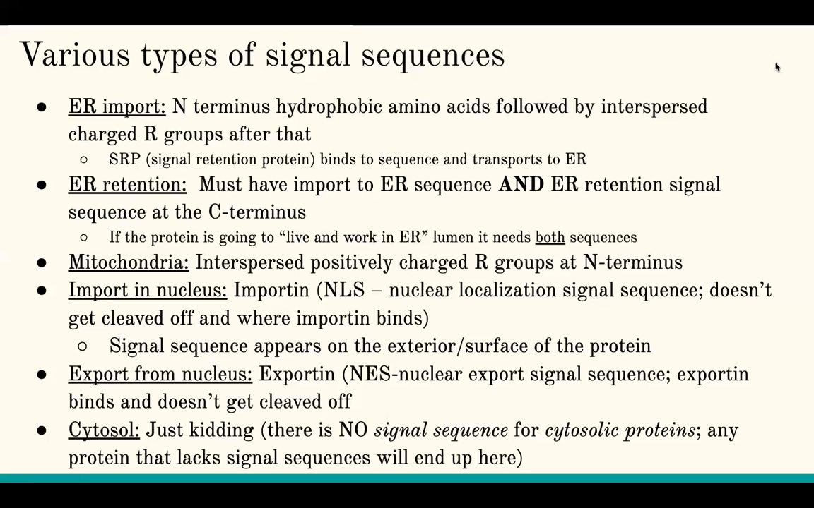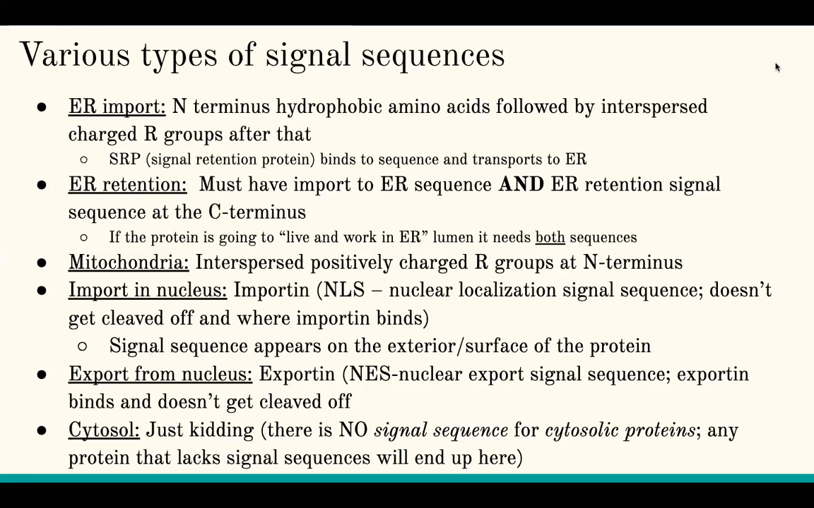That's basically all you have to know. They're just interspersed throughout the signal sequence. For the nucleus, we're going to talk more about import and export into the nucleus a little later on. But you need this NLS, nuclear localization signal sequence, to enter the nucleus, and you need an NES, nuclear export signal sequence, to leave the nucleus.